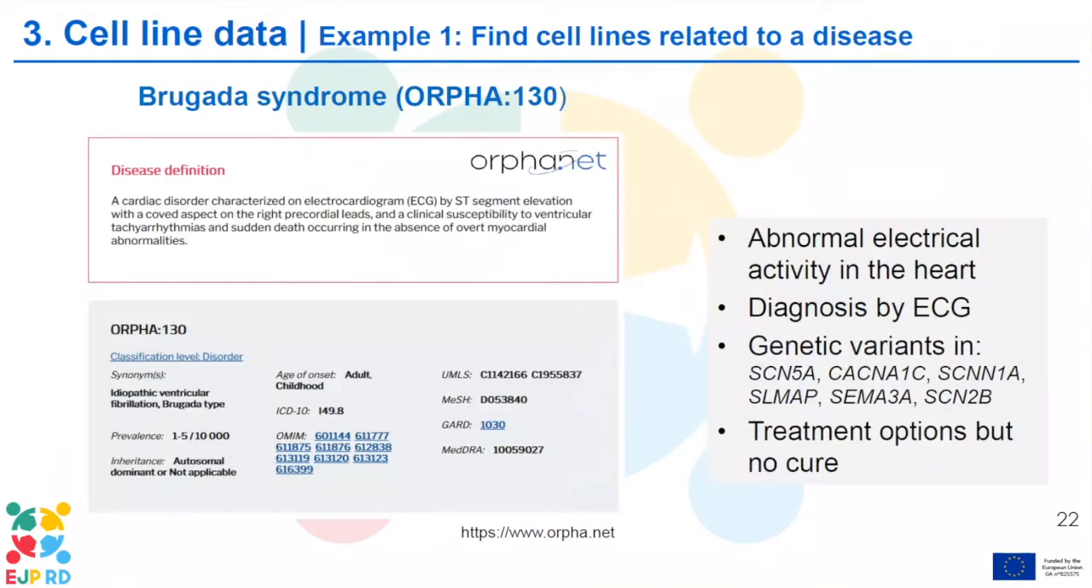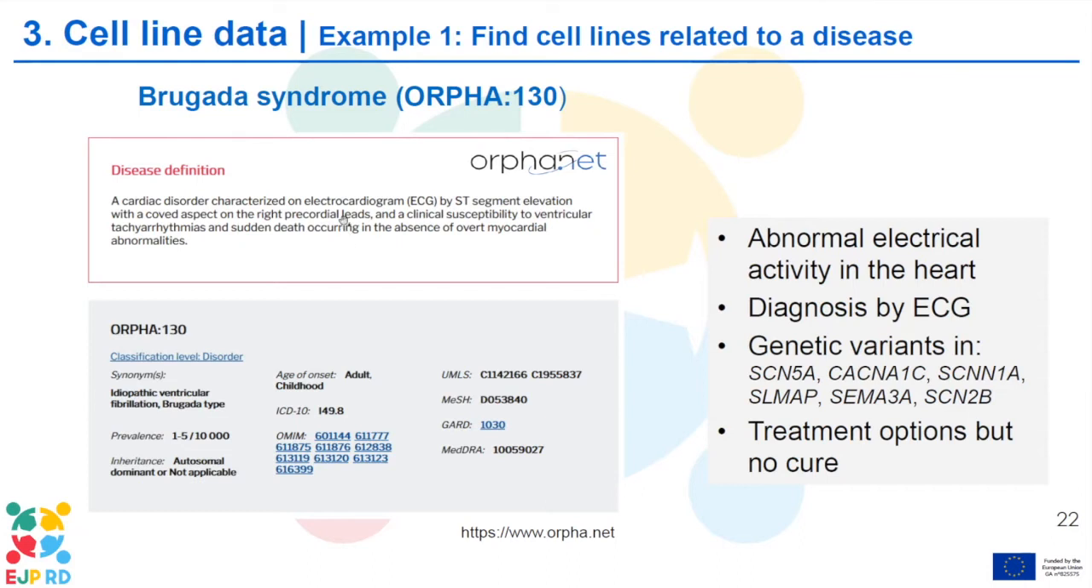Okay, so in our first example of a search, we're going to look for lines that are derived from donors with Brugada Syndrome. So here you can see the entry for Brugada Syndrome from the Rare Disease Resource Orphanet. Orphanet is the portal for rare diseases and orphan drugs, and you can learn more about Orphanet in their webinar later this year.